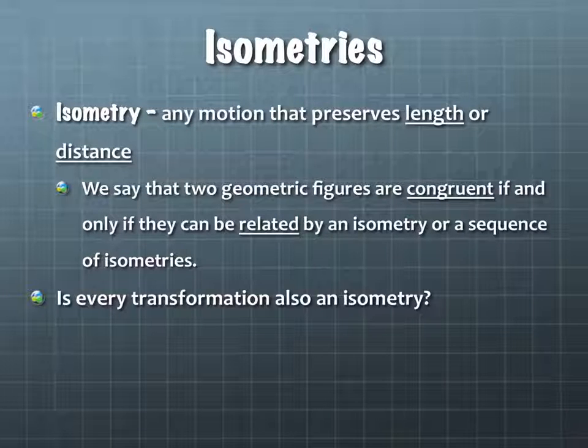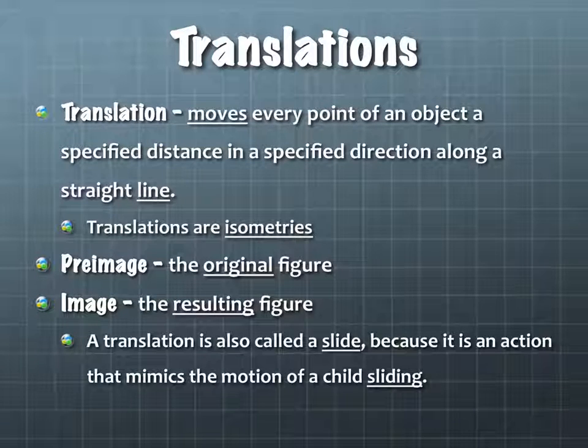So the two that we're going to deal with today are called translations and rotations, and these two will preserve distance. All right, so first one I mentioned was translations. A translation moves every point of an object a specified distance in a specified direction along a straight line. I should have used another word, specified, shouldn't I? I need one more of them in there.